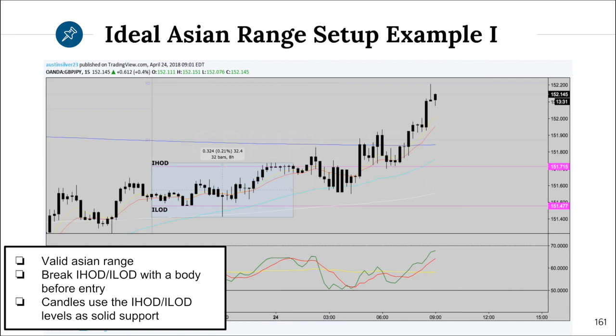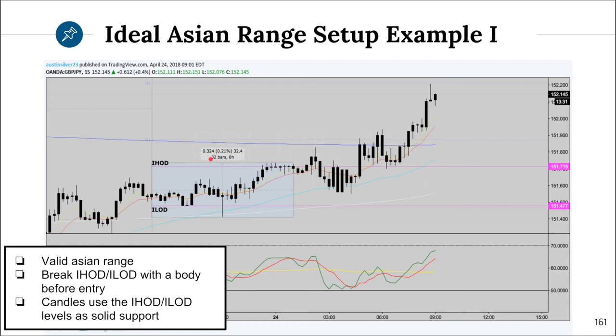Let's look at an ideal Asian range setup. So the first thing let's talk about is that we're looking at a cross pair, GBP JPY. There's no US dollar in there, so we're looking at a cross pair. The first thing we're going to do is ask ourselves, is the Asian range valid? Well, we're looking at a cross pair, which means that it cannot be more than 75 pips. You can see that I measured here with my blue box to show you that the 8 bars, the first 8 hours, was 32.4 pips.